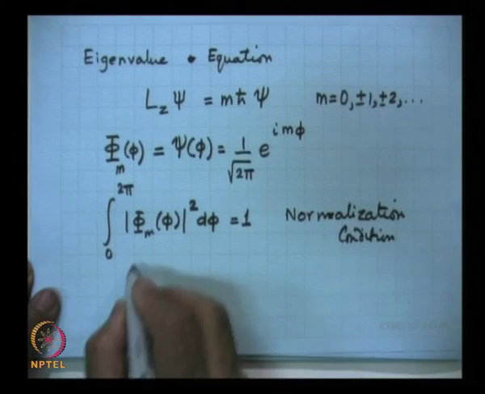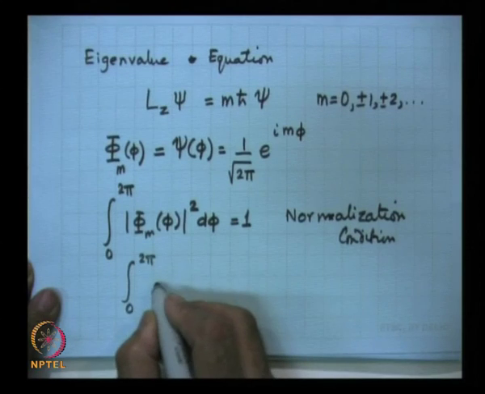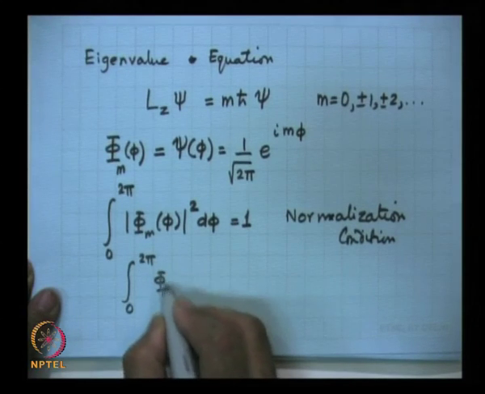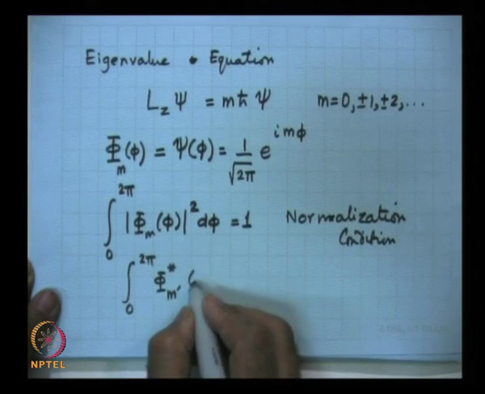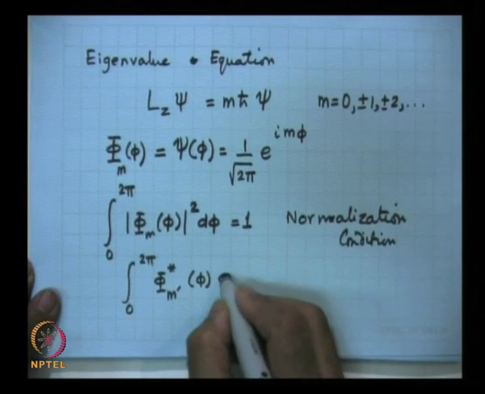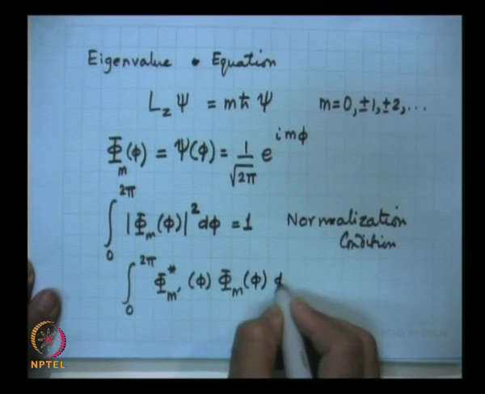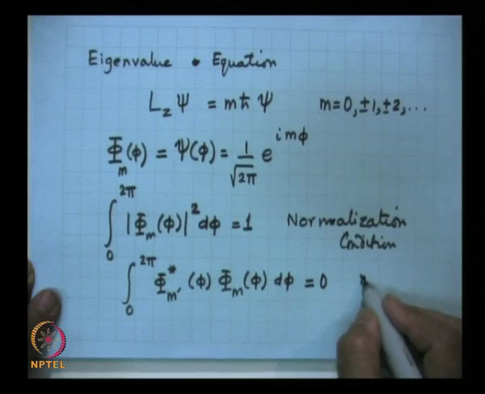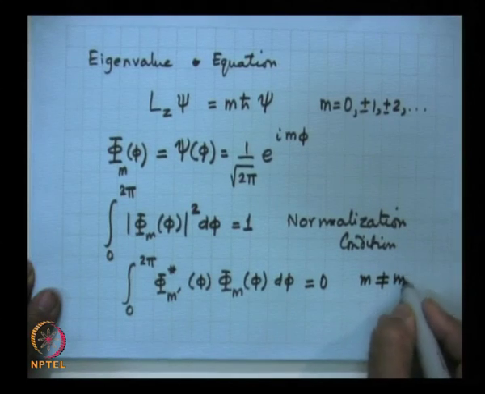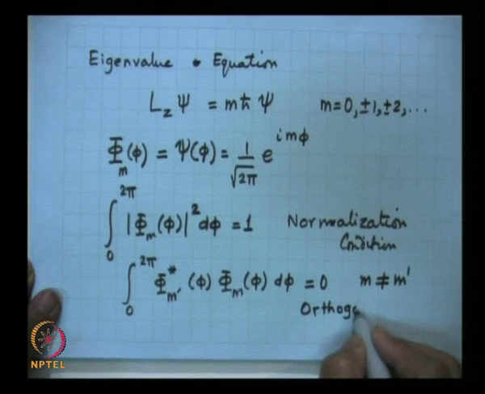And the second is that, this can also be proved very easily, the integral of phi m prime star of phi multiplied by phi m of phi d phi from 0 to 2 pi will be 0 for m not equal to m prime. This is known as the orthogonality condition.